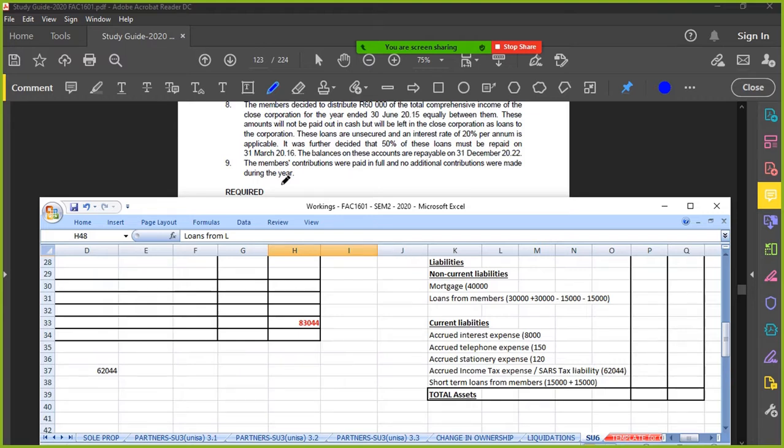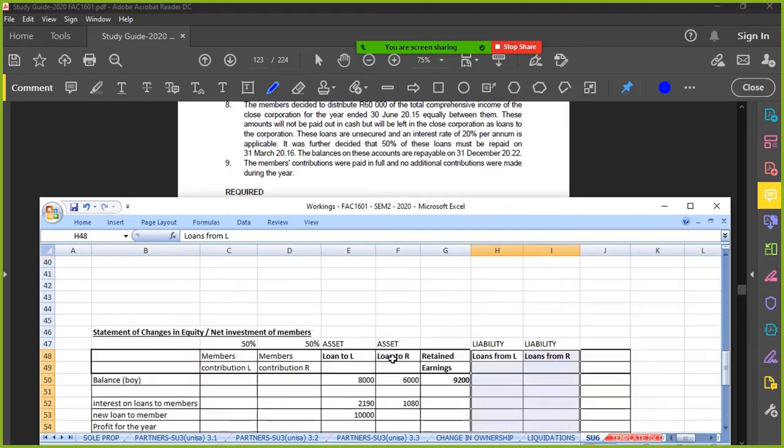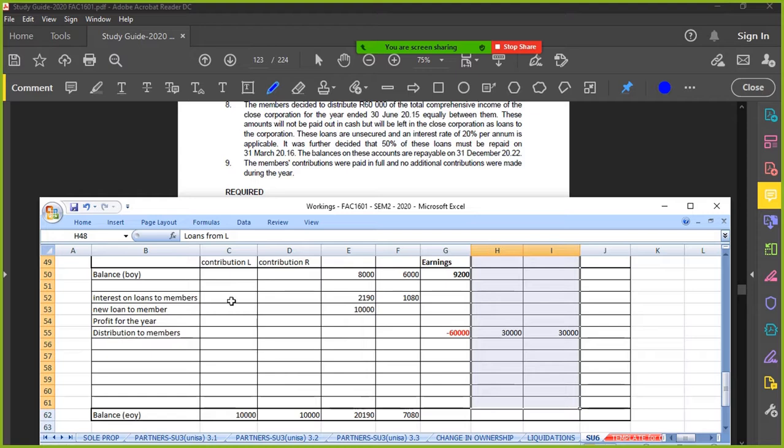Okay. Last one. Members' contributions were paid in full and no additional contributions were made during the year. So it was paid in full, that's during the year, and no additional. That means that there were no additional contributions. So what they started with is what they ended with. Does that make sense? Because they said no additional contributions were made during the year. The members' contributions were paid in full.